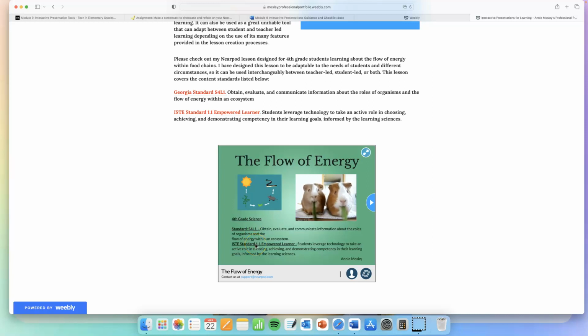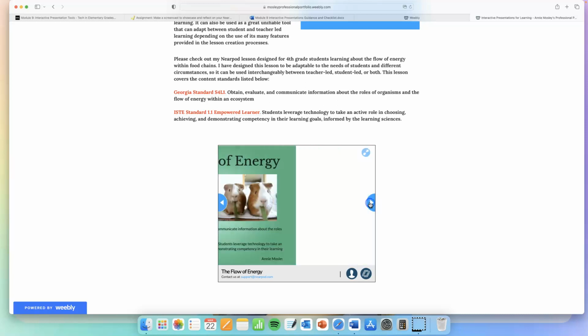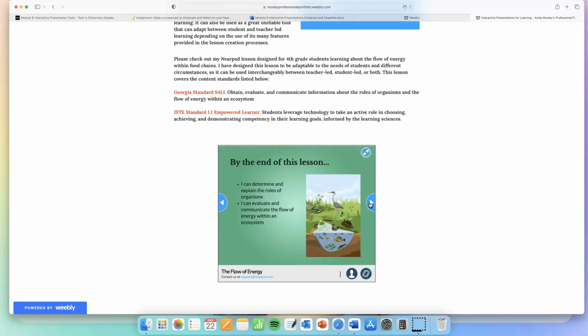The ISTE standard that will be met is 1.1 Empowered Learner, which consists of students actively achieving and demonstrating their capabilities within the learning goals. Based on the content standards, by the end of this lesson, students should meet the following goals. I can determine and explain the roles of organisms, and I can evaluate and communicate the flow of energy within an ecosystem.